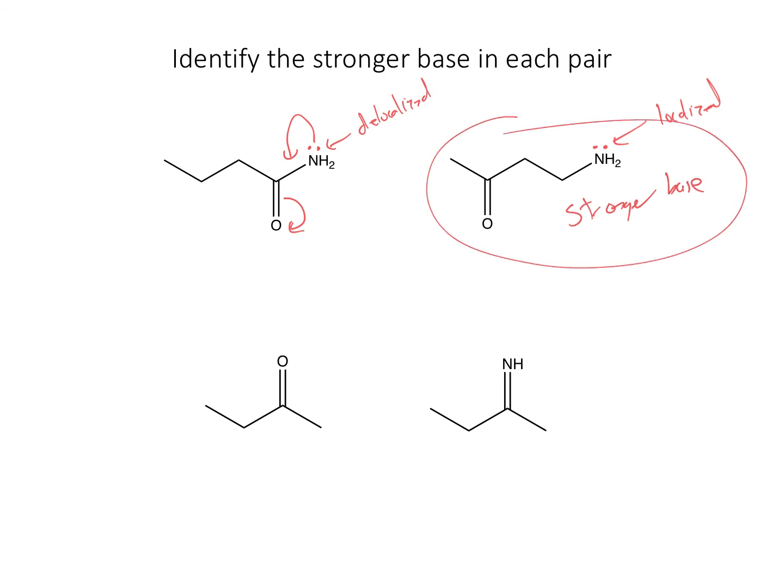All right, and in the last example, I'm comparing this compound with the double bond to the oxygen and the double bond to the nitrogen. So the conjugate acids of these compounds would look like this. And we know that nitrogen is better at stabilizing the positive charge. So it gives a more stable conjugate acid. That means the conjugate acid is weaker. And so that means that this is going to be the stronger base.